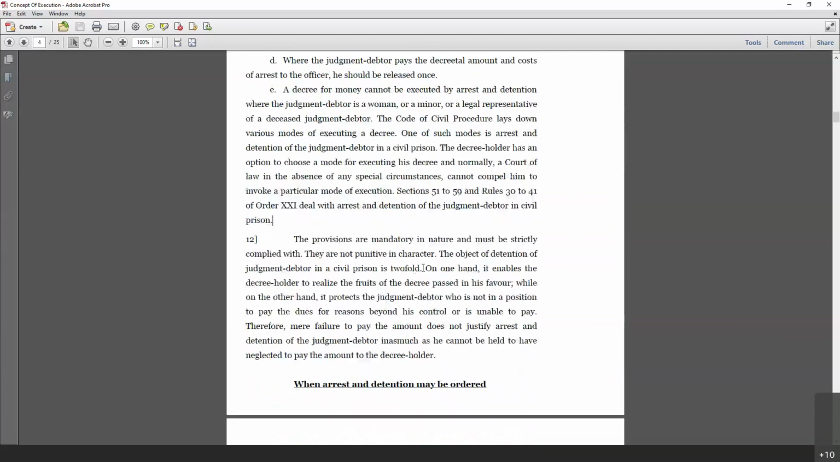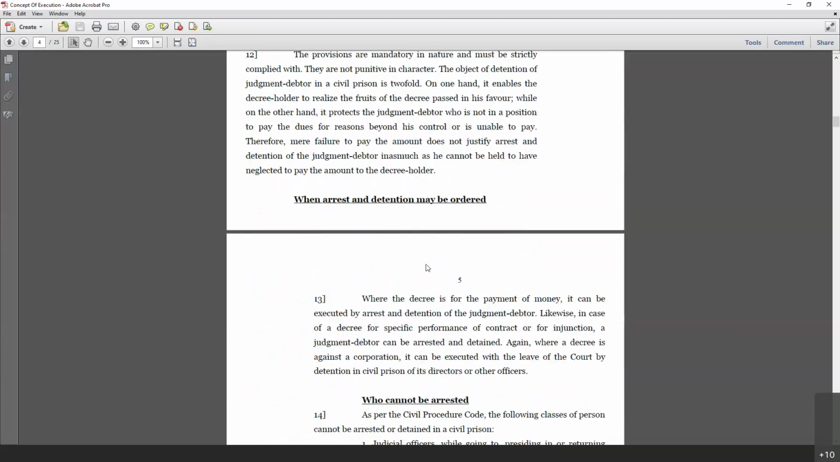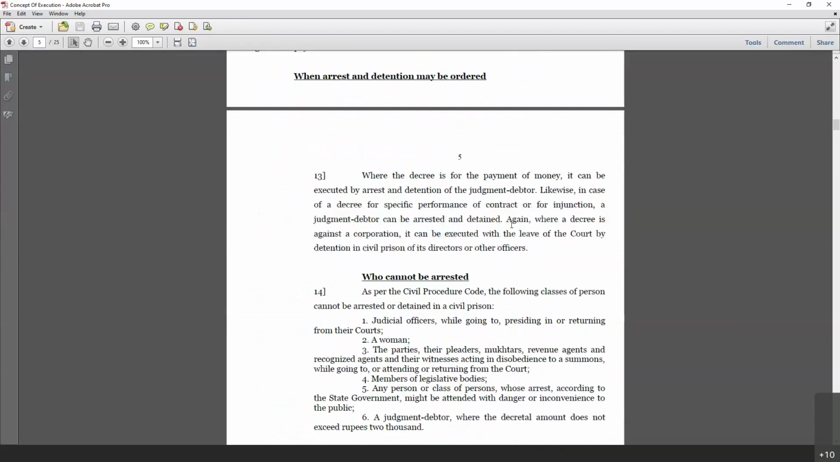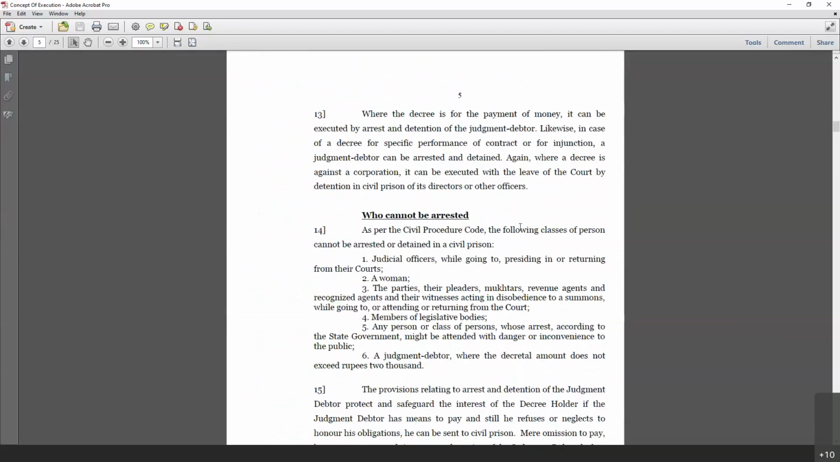But please bear in mind that there is some case law, which we will come to, which has somewhat diluted this, because evidently detention of a person is a very extreme step because of the deprivation of personal liberty which occasions as a result. So, as we will see later, the general practice followed by the courts nowadays is to ensure that all other avenues possible to get the decree realized have been exhausted before formal detention in civil prison can be ordered.